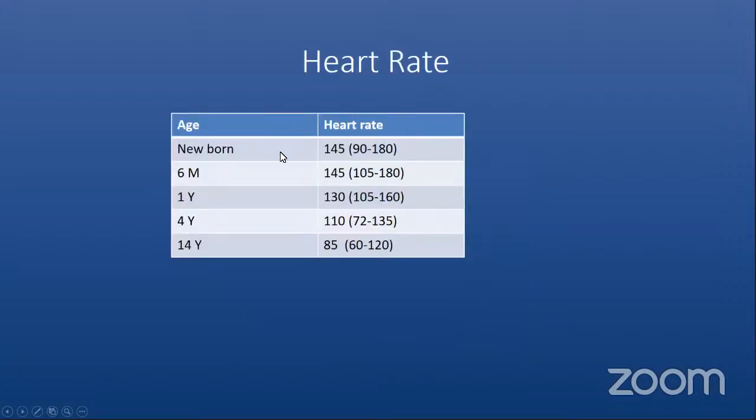The heart rate during the neonatal time period varies from 90 to 180, but most of the time what we see is about 150 to 160. That is a normal heart rate for a newborn. Up to 180 or even 190 is also normal. And as the age progresses, the heart rate decreases, although the range can be quite variable.